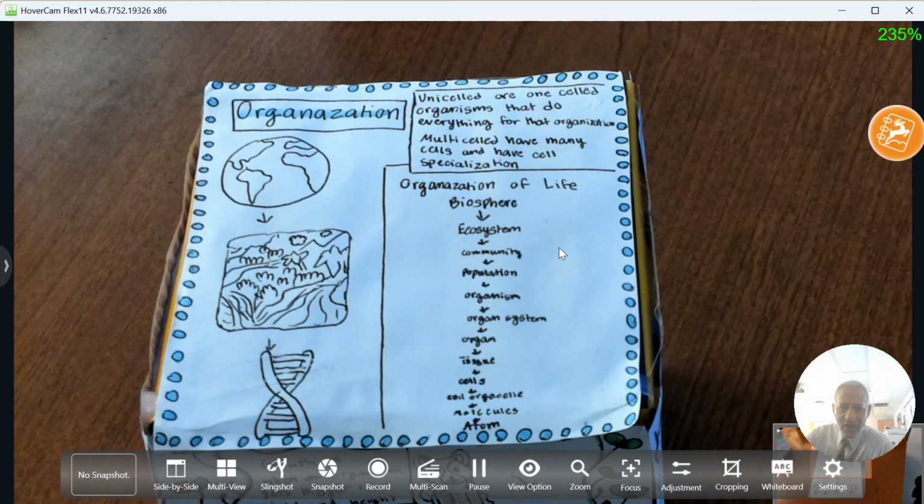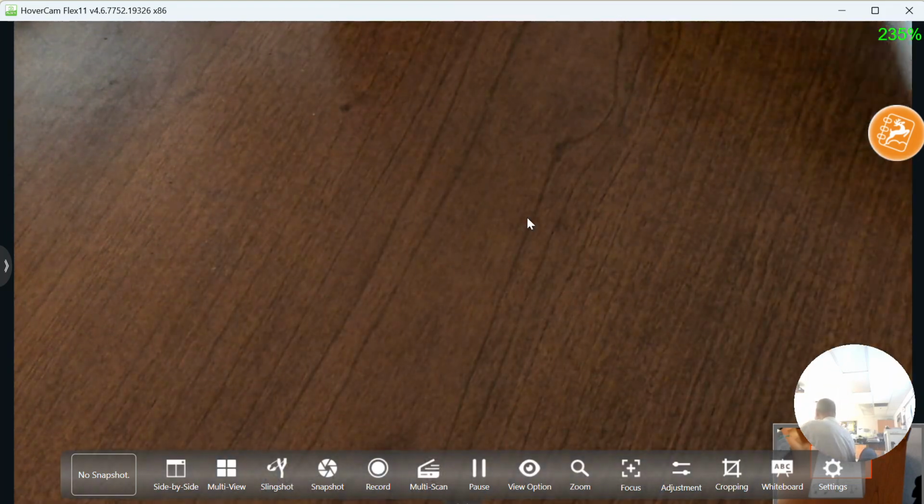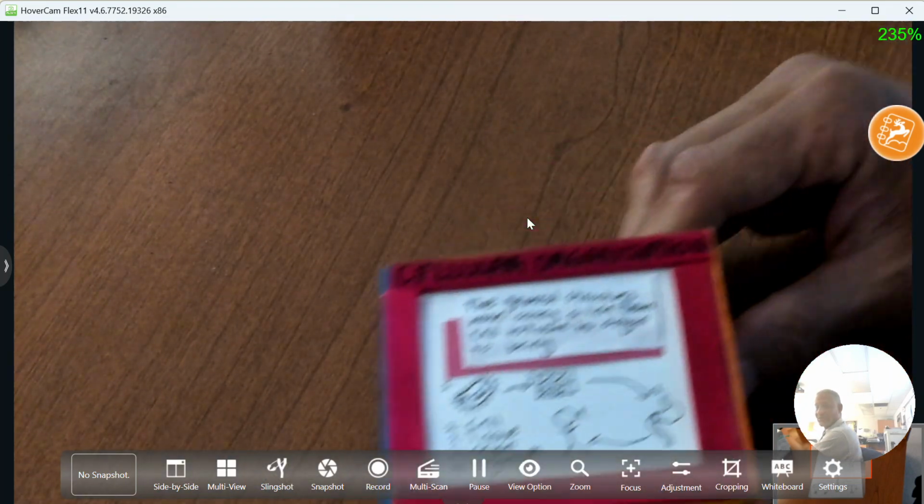showed it, but then they also went big picture from atom all the way to organism, to organization of life, ecosystem to biosphere, the whole planet. So I thought that was really creative. This student really, you can tell they put some time into it.